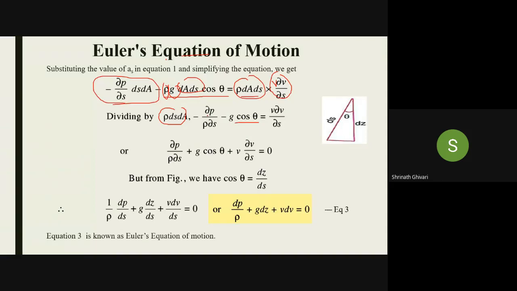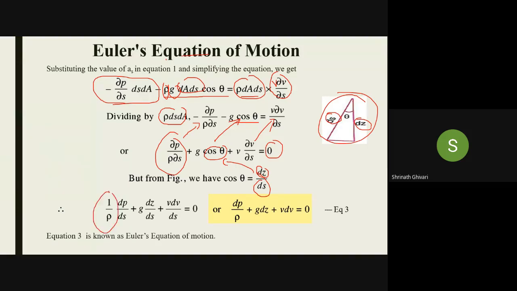Fine. So what we did is we have just shuffled the equations. It will be ∂p/(rho ∂s) plus g cos theta plus v ∂v/∂s. I have taken everything here, then made it equal to 0. Now from the figure, what is cos theta? Cos theta is dz by ds, base upon hypotenuse. So substitute the value of dz/ds in this cos theta.